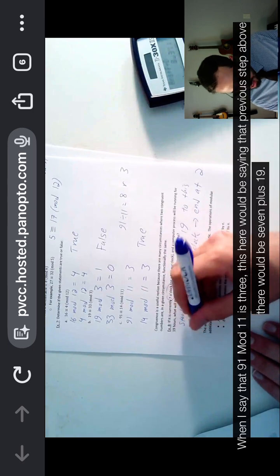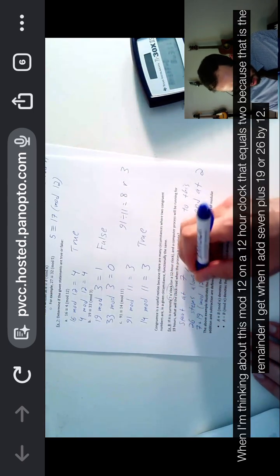When I say that 91 mod 11 is 3, this here would be saying that previous step above there would be 7 plus 19. When I'm thinking about this mod 12 on a 12-hour clock, that equals 2, because that is the remainder I get when I divide 7 plus 19, or 26, by 12. And then the exact same operation for subtraction. a minus b mod n is the remainder we get when we divide a minus b by n. Let's look at 2 examples of that, and then we have 1 application, and then we'll wrap up this section.